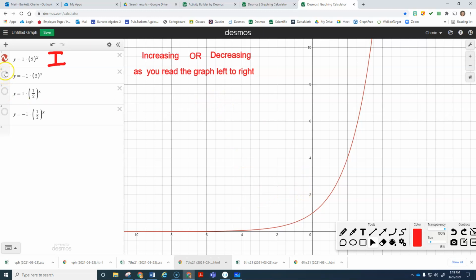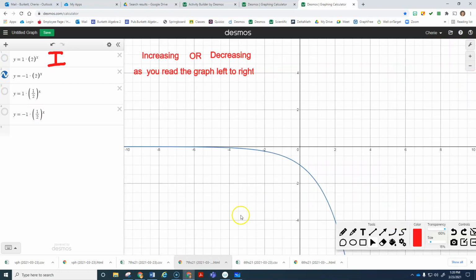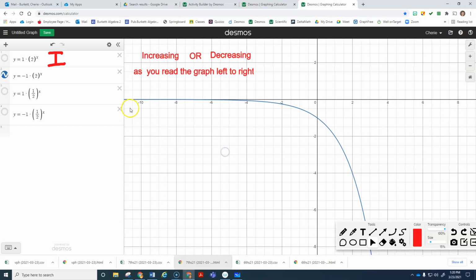I'm going to turn the red graph off and turn the blue graph on. Let me move this around. And again, you still have to say, as I'm moving left to right along this blue graph right here, here are my Y values. They start off being negative 0.1, negative 0.5. Here they are at negative 1, negative 3, negative 4. What are those Y values doing? They're going down in size. So those Y values are decreasing. So this graph would be described as a decreasing graph.